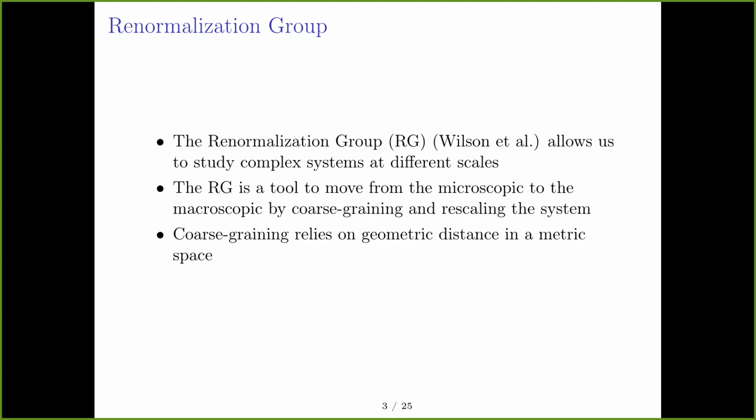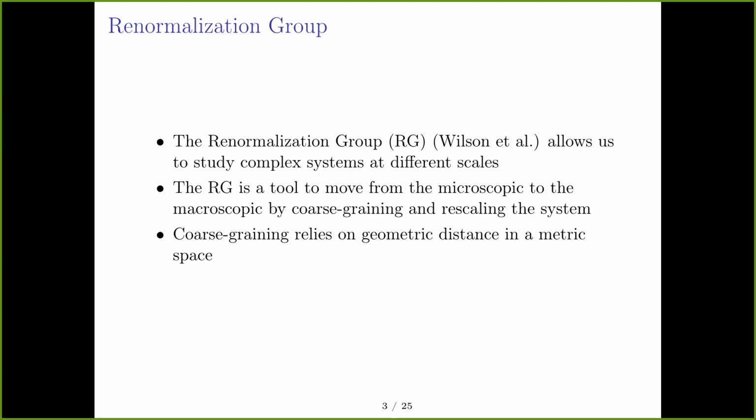But the essence behind it is essentially you have your system, you coarse-grain the system, in the sense that you remove degrees of freedom, and then you rescale the system in order to get an effective representation at a higher scale. And what this means is that this effective representation is now an accurate representation of the original system for large scales. And this is exactly what we need.